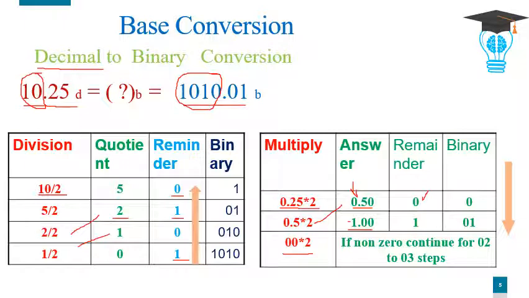My answer will be 01. So this is my answer. Together, 10.25 is equivalent to 1010.01.